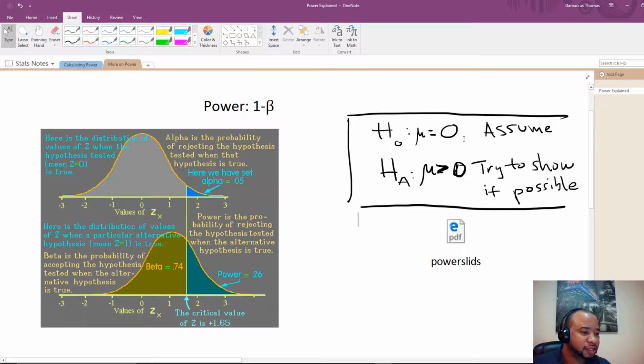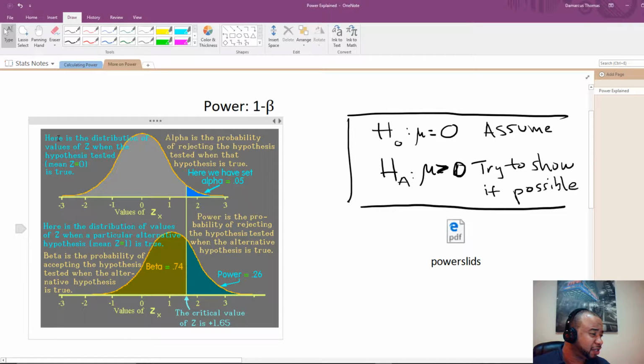According to this diagram, this setup is related to this diagram. All right. So here is the distribution of values of z. Remember now, z is a factor of the standard deviations away from the mean. So if we know that the standard deviation is 1, and our mean is at 0, it's just the standardized normal distribution, then our z values will be the distance it is away from the mean.